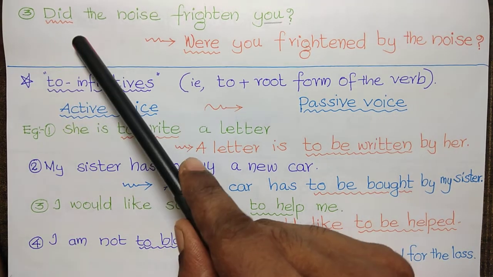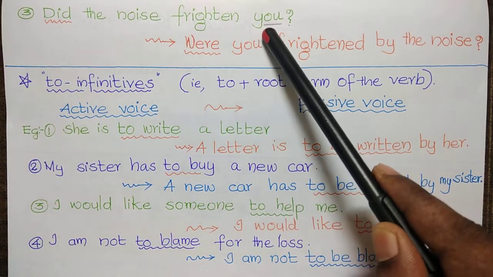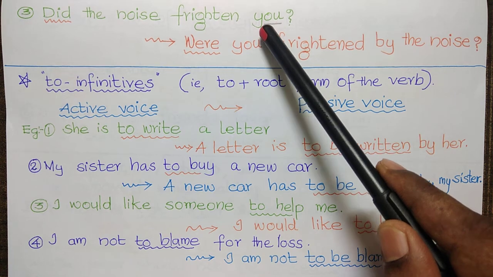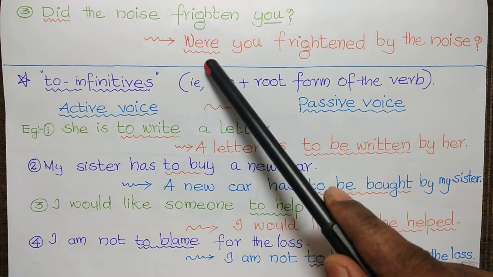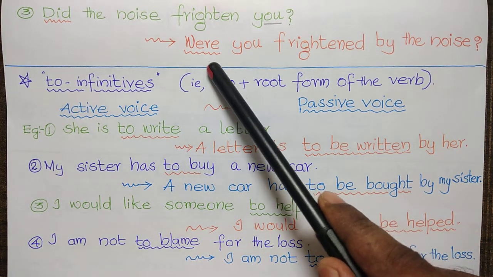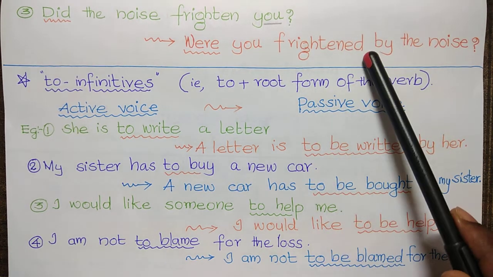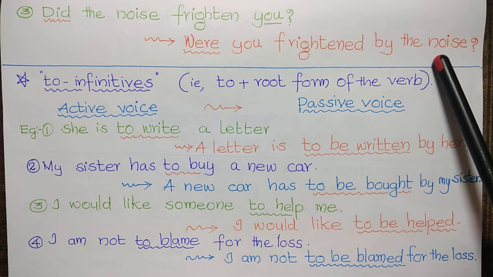One more example. Did the noise frighten you? So did is changed to was or were. Were you frightened by the noise? That is the passive form.